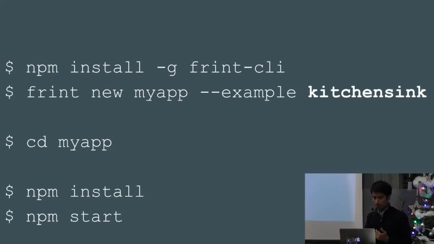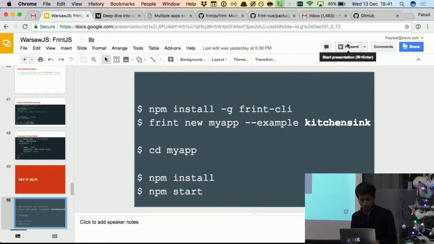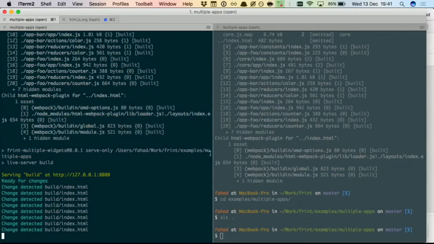And yeah, I can show you a quick example. This is using FrintCli. You can just install FrintCli globally and then run frint new, the directory where you want to scaffold your application, and the name of the example that you want to scaffold. Then just cd into it, run npm install and npm start, and it will open up the application right away. So this is a working application that we have here.